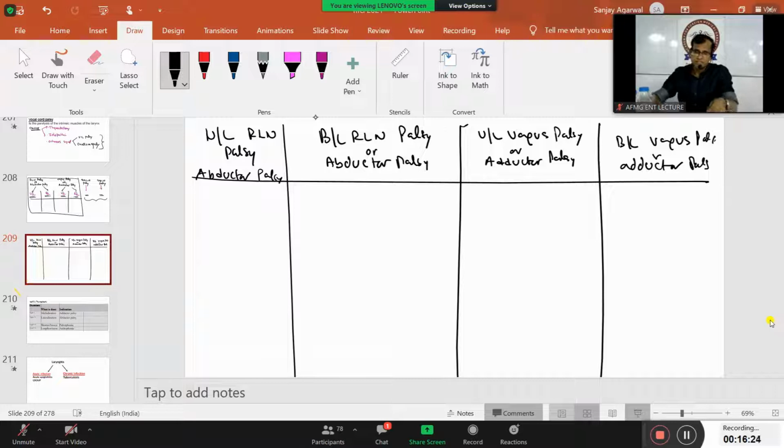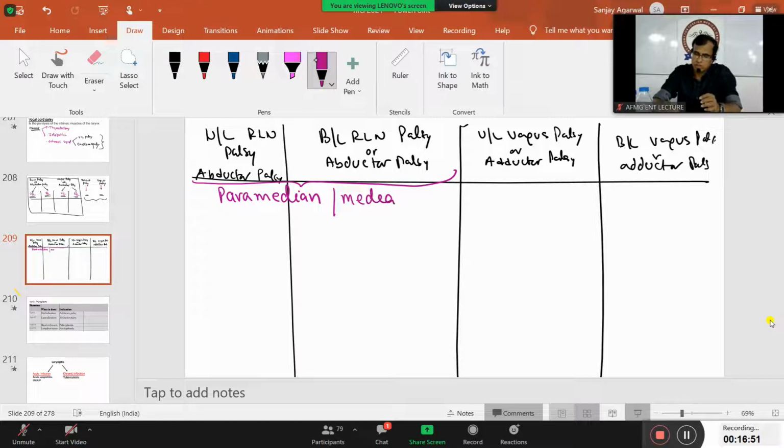In the first case, these two, because it is the same paralysis, it is both abductor paralysis. In one case it is on one side, in the other case it is both sides, but the position is the same. What is the better answer? Paramedian. The answer is paramedian position in abductor paralysis. But if this is not given, you can use median as a correct answer also. Paramedian is a better answer, median is accepted.